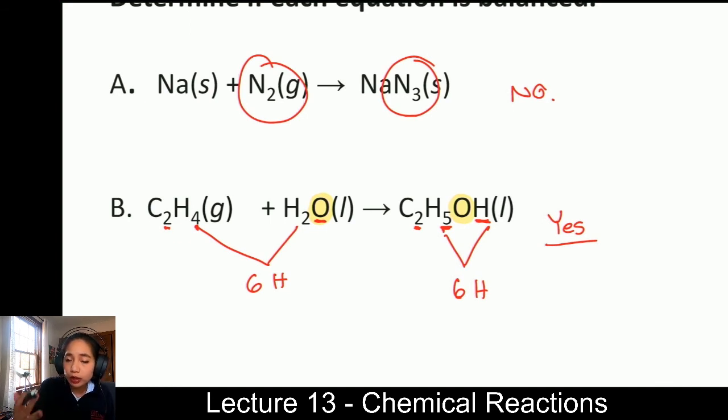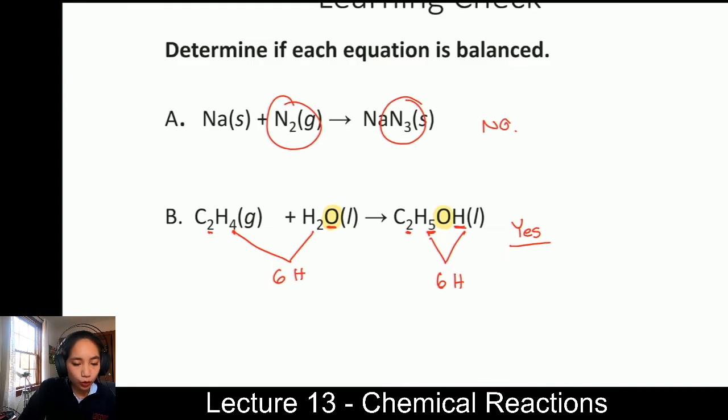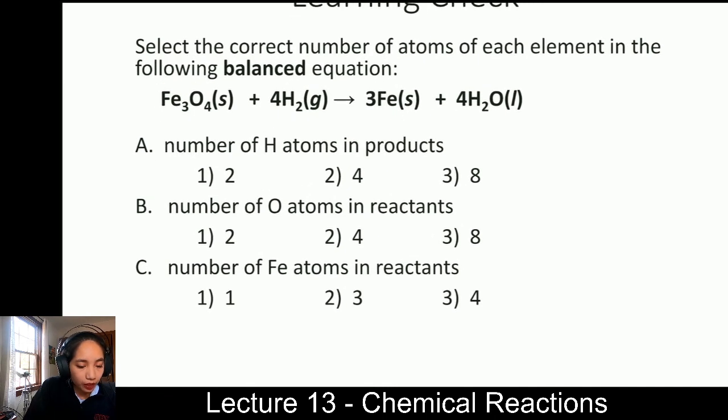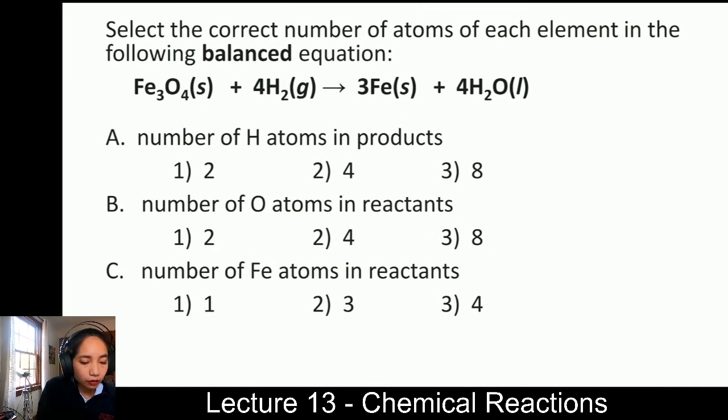So make sure that you count up all of those atoms when trying to determine if something is balanced or not, that it might show up in more than one place. Okay, so we'll do a couple more questions here. So let's select the correct number of atoms of each element in the following balanced equation.